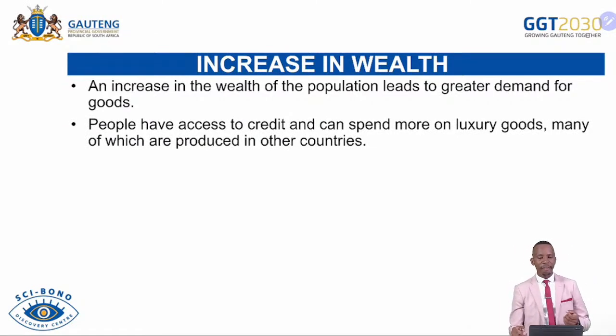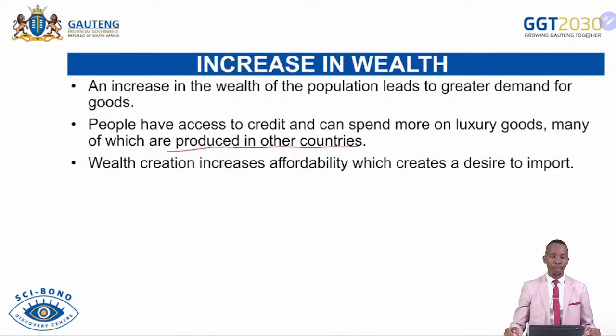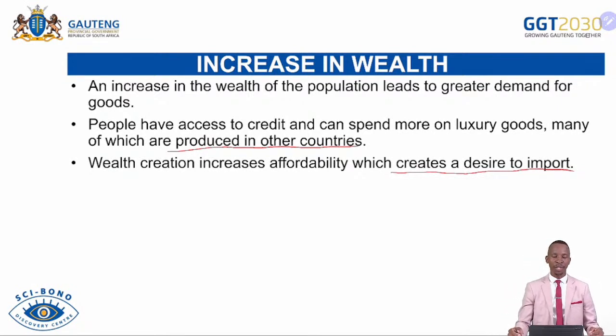So people have access to credit and can spend more on luxury goods, and many of which are produced in other countries. So that leads to the greater importation or demand for goods that are produced abroad. Wealth creation increases affordability, which creates a desire to import. If there is more wealth being created, there will be more demand for goods because people will be affording. Therefore, some of those goods demanded will be imports because as the wealth increases, even the lifestyle for people changes. So they start adopting the foreign style, meaning they start importing goods and services that are luxurious.